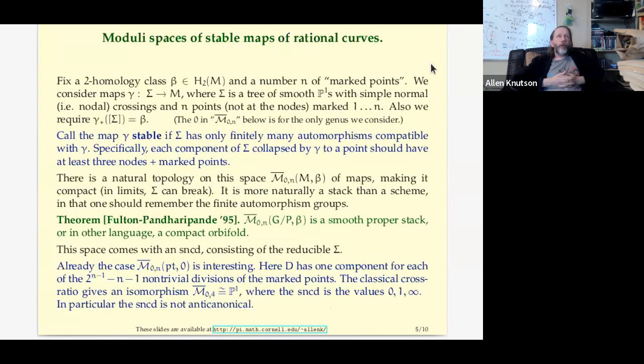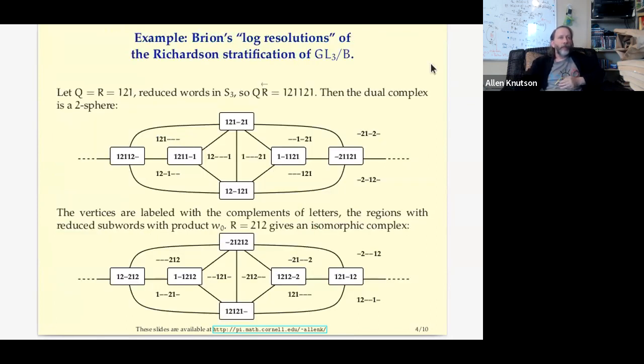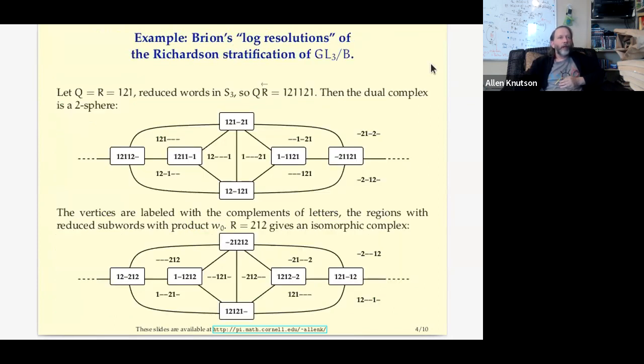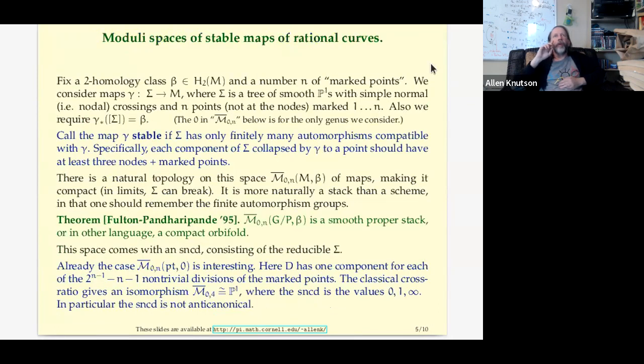Now, the rest of the talk is going to be new stuff. So as I say, this is from 2016. The rest of the talk is going to be the new stuff, which is about another resolution of Richardson's, and it'll again get us an anticanonical SNCD.